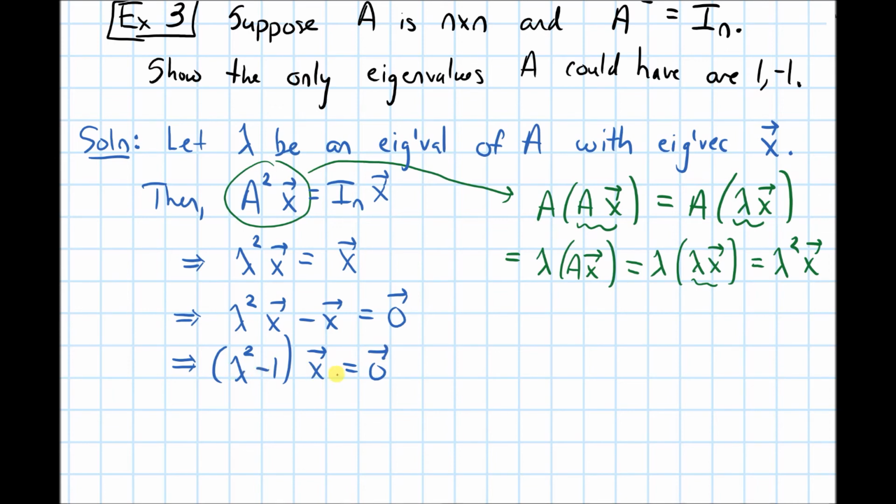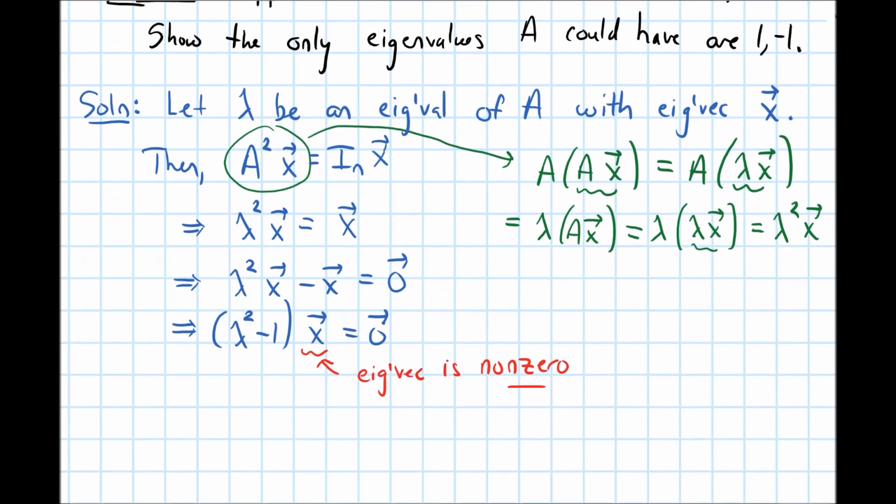Okay, so something times something equals the 0 vector. And I know that the vector x is an eigenvector, and we know that eigenvectors are supposed to be non-zero. So this eigenvector is non-zero. But if the eigenvector is non-zero, and this product of this scalar and this vector is supposed to be equal to 0, well, that means that the scalar lambda squared minus 1 better be 0. And if lambda squared minus 1 equals 0, at this point we can solve for lambda. We know that lambda equals plus or minus 1.